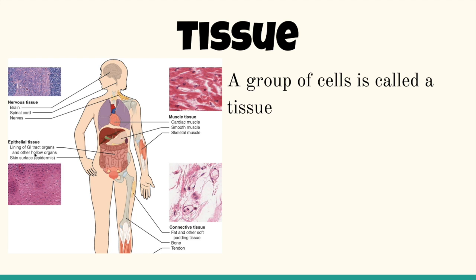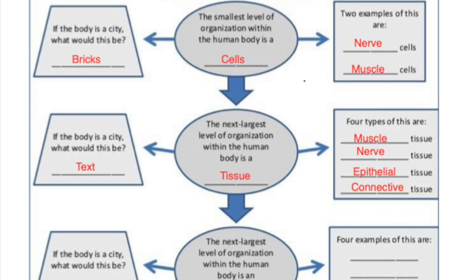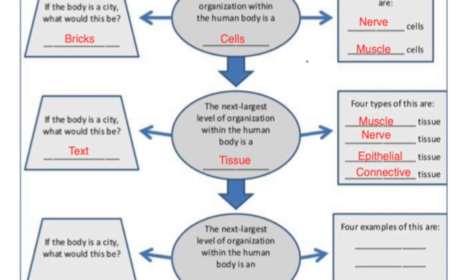It's the lining of your GI tract, other hollow organs, and your skin surface, your epidermis, which is your entire outer layer of skin. And then you have your connective tissue, things like fat, tendons, cartilage, bones, anything that's kind of used to connect things, I guess you would say. So if we're talking about tissue as a group of cells, your bricks, if we put a group of bricks together, we would get a wall. So tissue is kind of like a wall. Your graphic organizer should now look like this before you move on to the next slide.